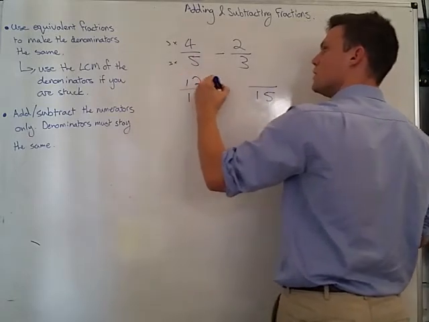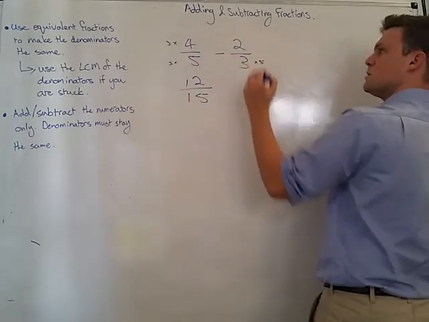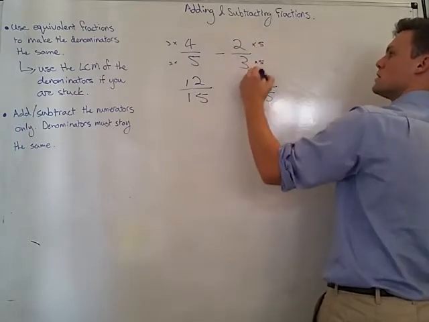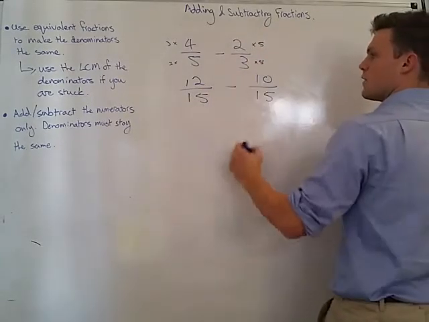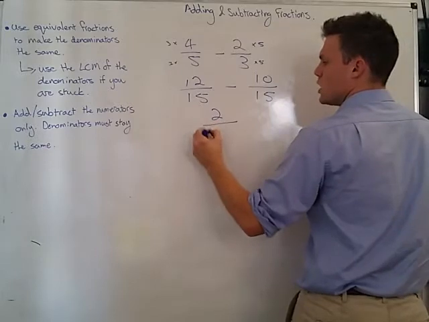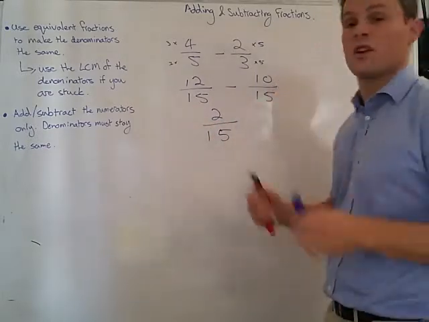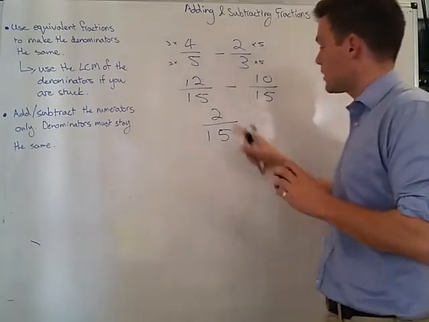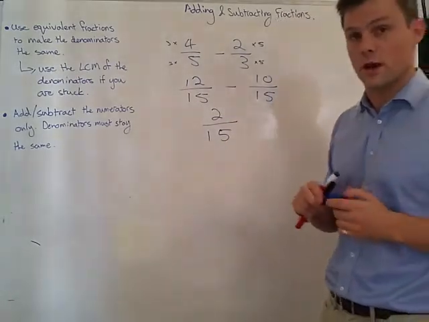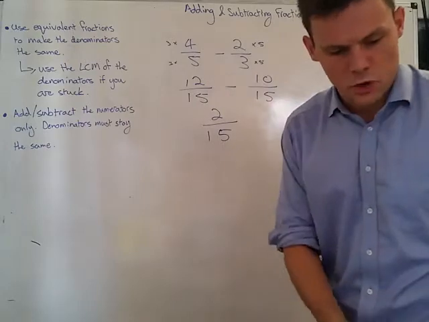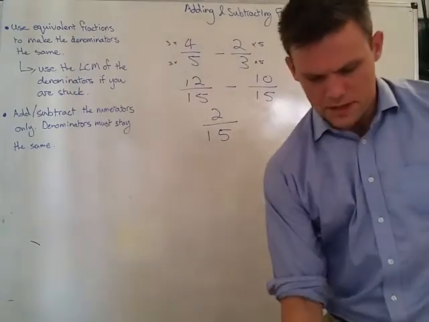4 times 3 is 12. What have I done to 3 to get to 15? I've times it by 5. So I must do the same to the top, so it gives me 10. And if we subtract, I end up with 2/15ths. Okay, luckily there I don't have to convert to improper fractions because it's not improper, it's fine. Alright, so that is subtraction and addition of fractions.